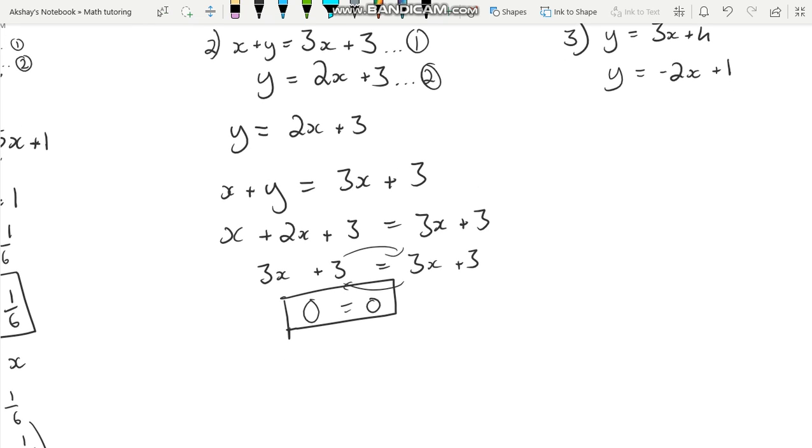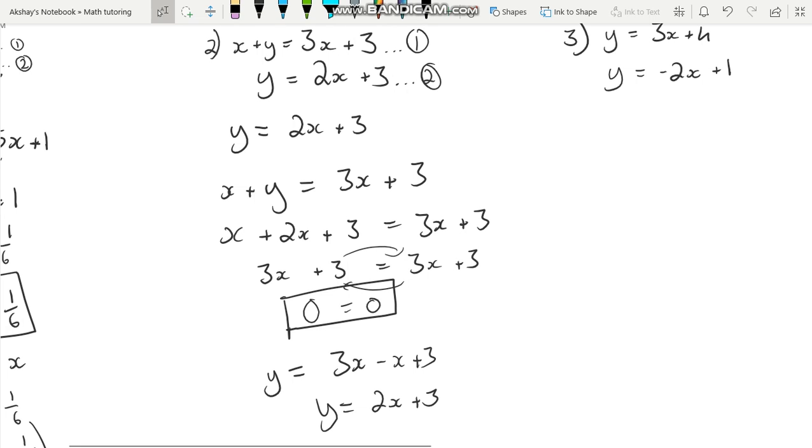So now let me isolate the y variable in my first equation. So I have y is equal to 3x plus 3 minus x. I bring my x to the other side, so I have negative x plus 3x plus 3, which gives me y is equal to 2x plus 3.